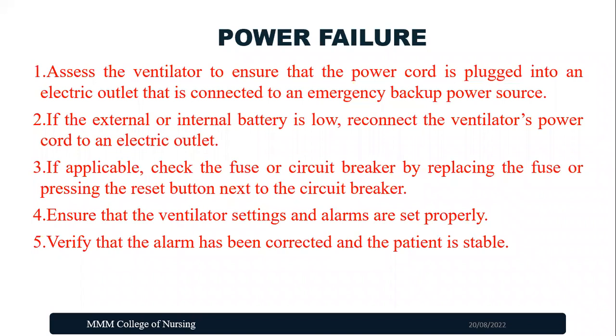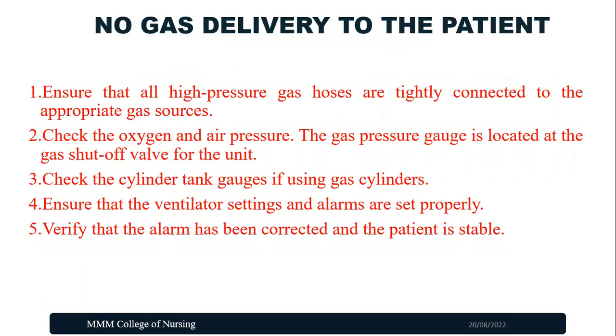If applicable, check the fuse or circuit breaker by replacing the fuse or pressing the reset button next to the circuit breaker. Ensure that the ventilator settings and alarms are set properly. Verify that the alarm has been corrected and the patient is stable. Once rectified, then you can leave the patient side.